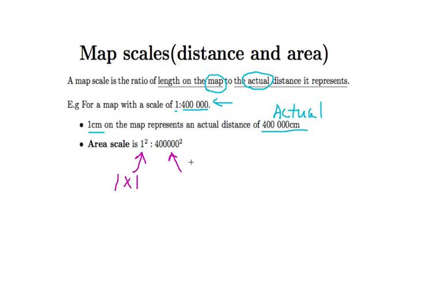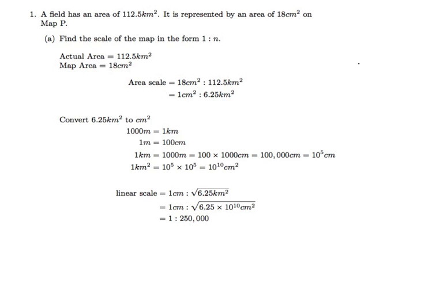And then this is 400,000 times 400,000. So this will give you the area scale in cm square, and then 1 cm square. Okay, so great, let's move on. Let's just try the first example. Let's just go straight to examples so that you know.